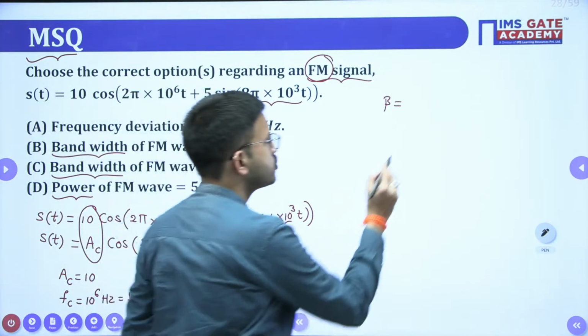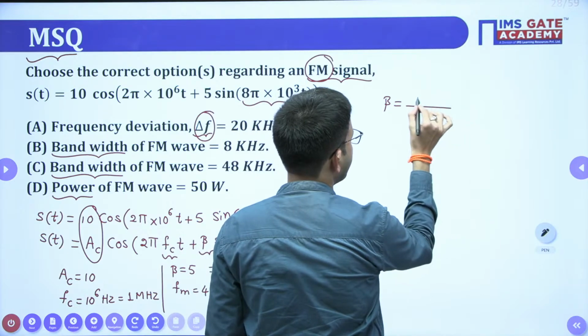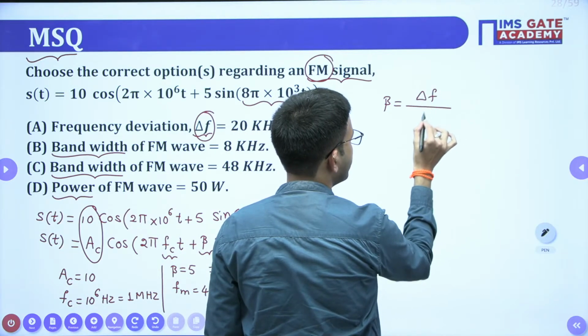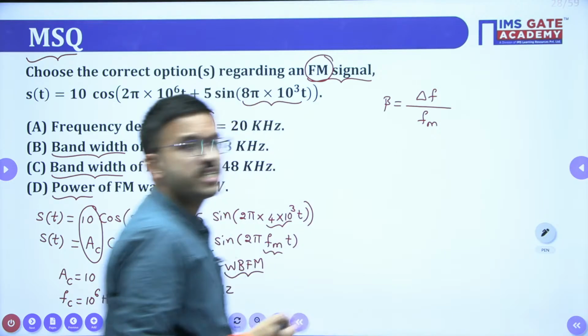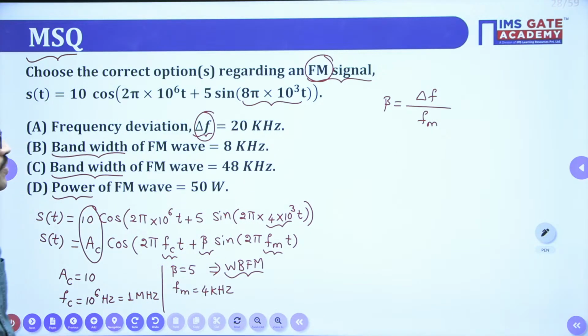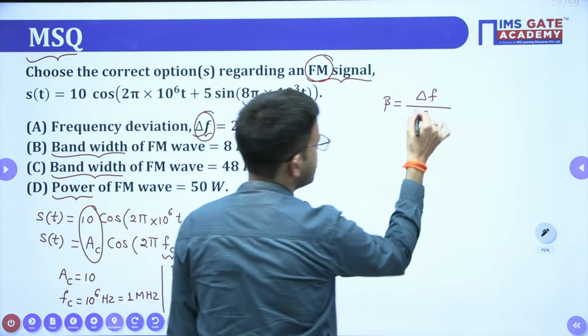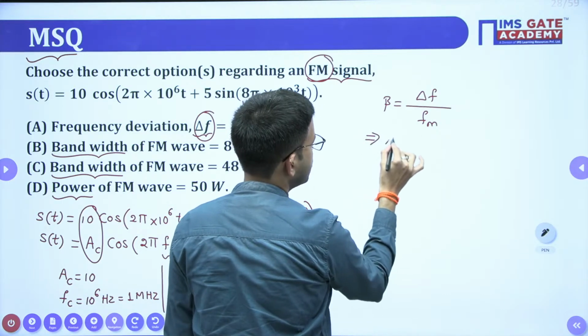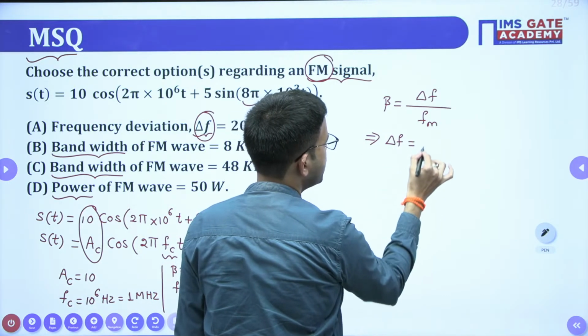I hope all of you know the formula. It is very simple: beta equals delta F divided by FM. Right, so here just rearrange this equation. You will get delta F equals beta times FM.